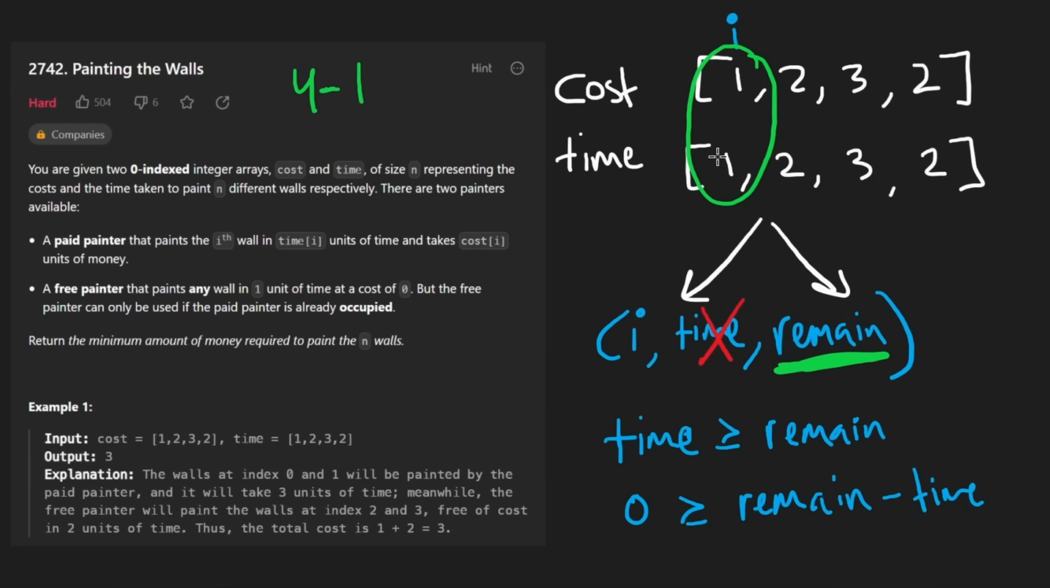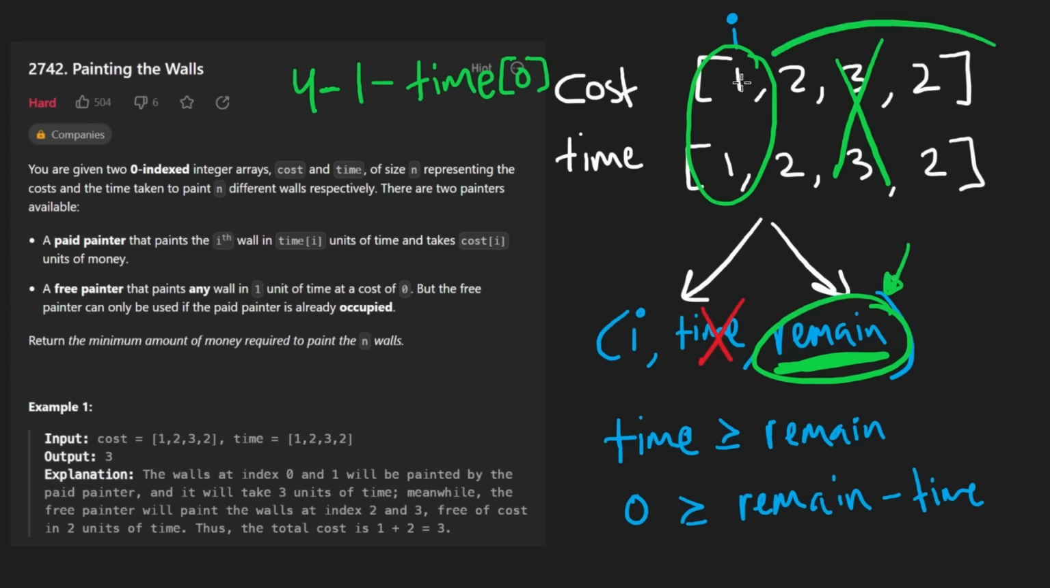But in the time that the paid painter painted this wall, there was 1 unit of time. In that time, we know that the free painter can paint any of these. We don't necessarily care which one, but we know they're going to paint one of those. So we're not only going to say 4 minus 1, we're also going to subtract the time at that index, which is also 1. That's what remain is representing. It's representing the remaining walls.